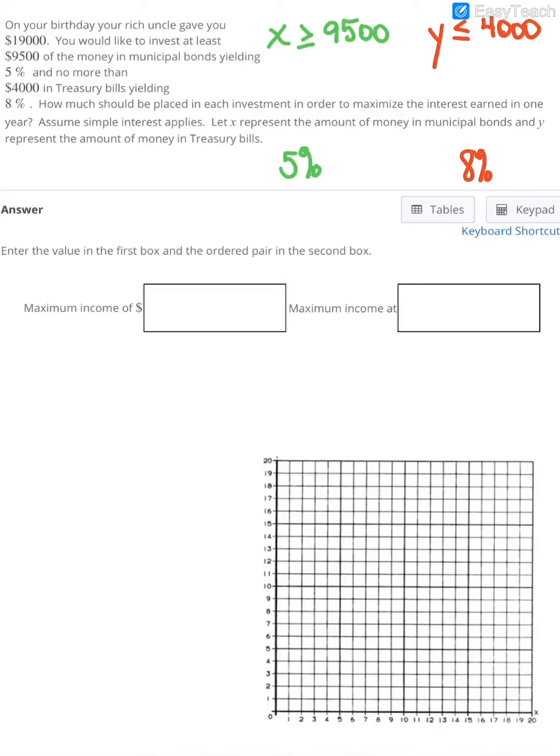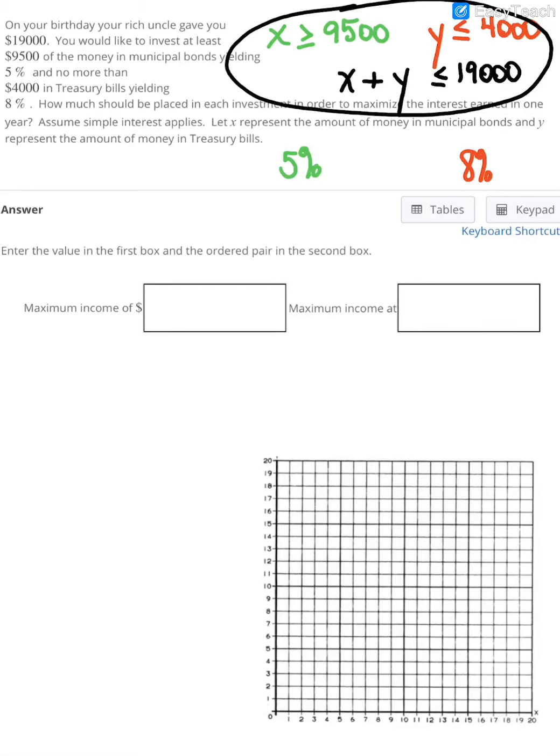Now, keep in mind, earlier it said that the uncle had given us $19,000, so you also know that if you add the amount invested in your municipal bonds plus the amount that you invest in your Treasury bills, that total is less than or equal to $19,000. And so those produce what we call constraints, and we're going to actually graph the constraints.